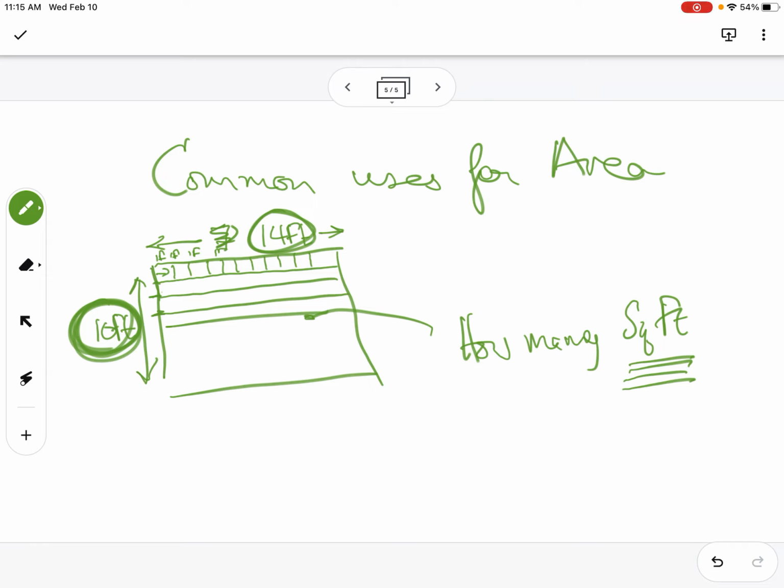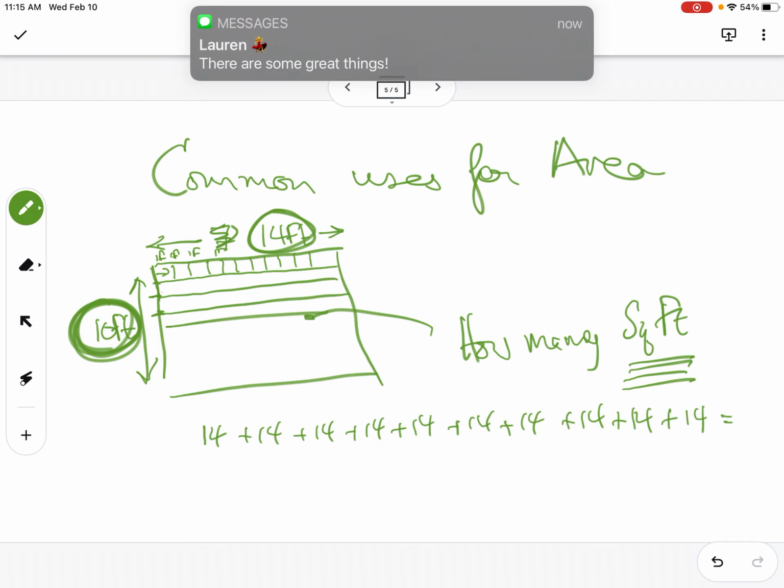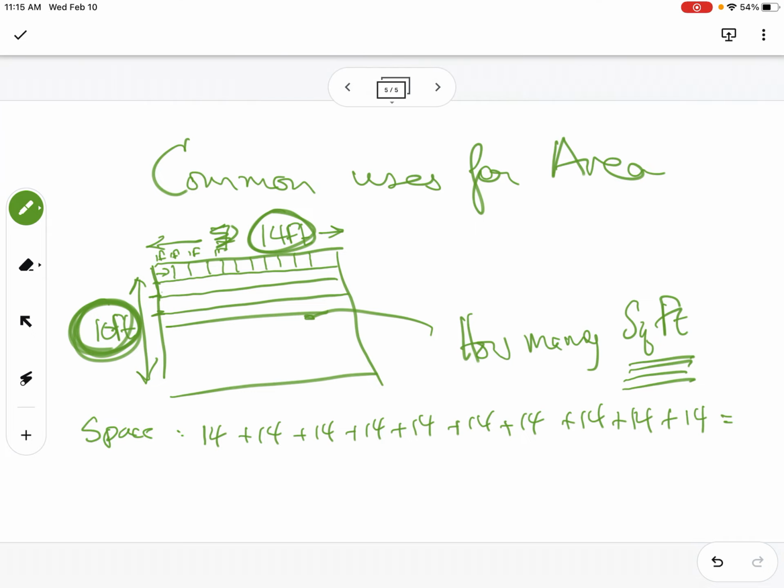How many squares altogether? Well, one way I could say that is 14 squares in the first row, plus 14 in the second, plus 14 in the third, plus 14 in the fourth, plus 14 in the fifth, plus 14 in the sixth, 14 in the seventh, plus 14 in the eighth, plus 14 in the ninth row, plus 14 in the 10th row would equal, and I have no idea because that's a lot of adding to do. So the floor space, that's one way to find it. But we know that multiplying is a shortcut to adding the same number over and over again. How many 14s did I have here?